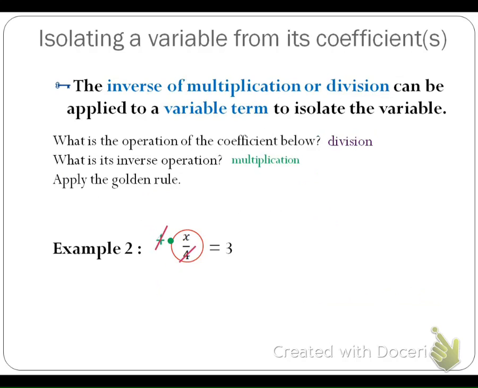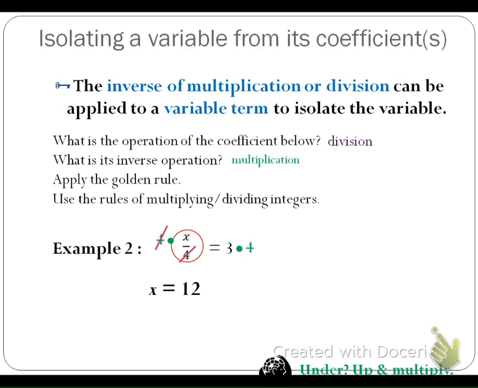But we have to apply the golden rule. Whatever we do to one side of the equation, in this case we multiply by 4, we have to do to the other side. Then you use the rules of multiplying and dividing integers. So our x is all by itself, and 3 times 4 is equal to 12.